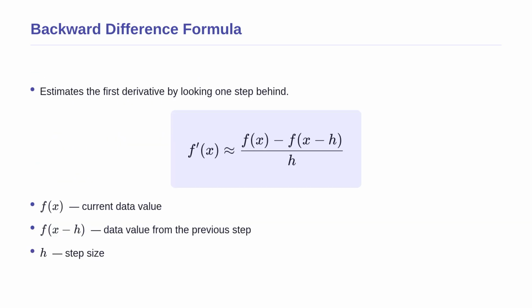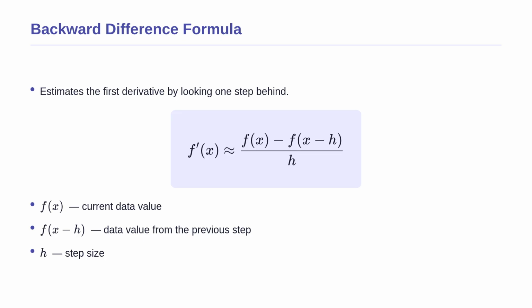Having derived the forward difference, an important question arises. What if we are at the very end of our data table and there is no next point to look forward to? In that case, we use the backward difference formula. Conceptually, this is identical to the forward difference, but it looks backward in time or space.